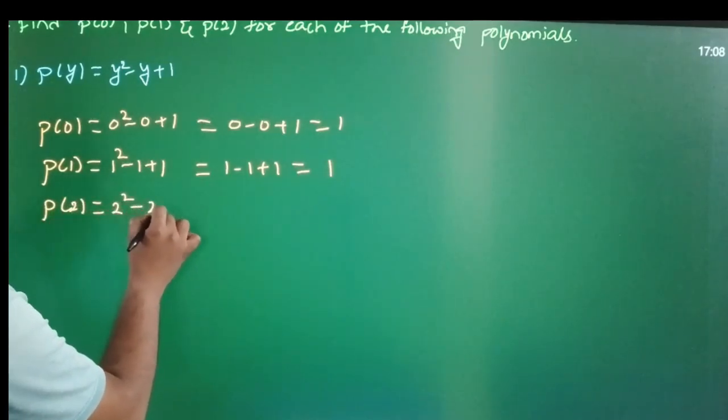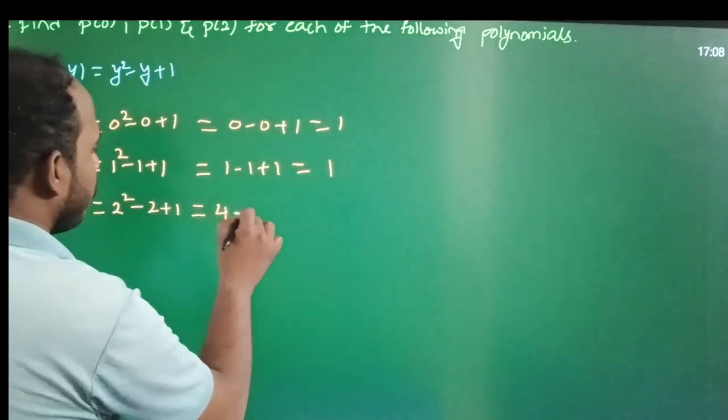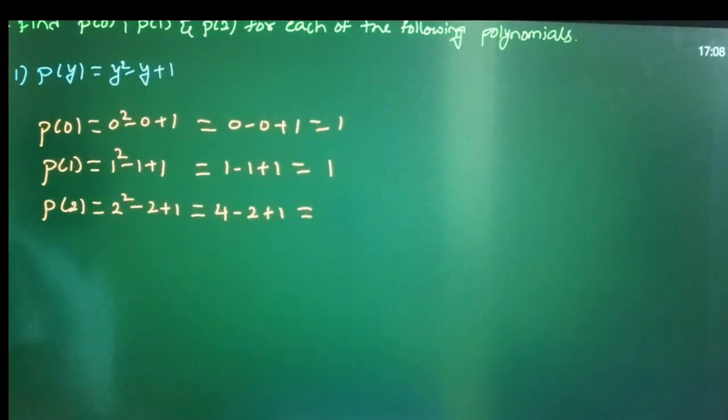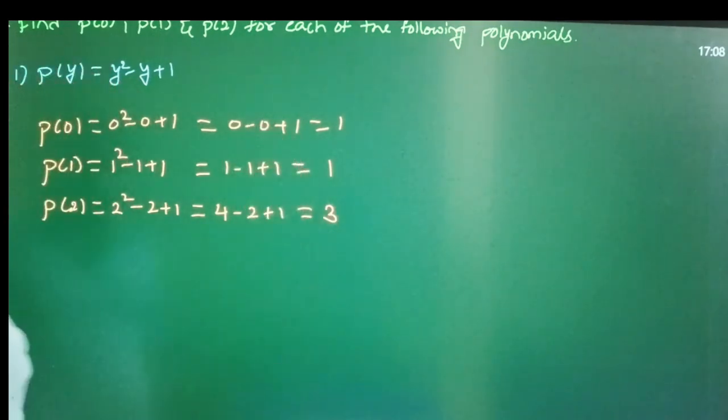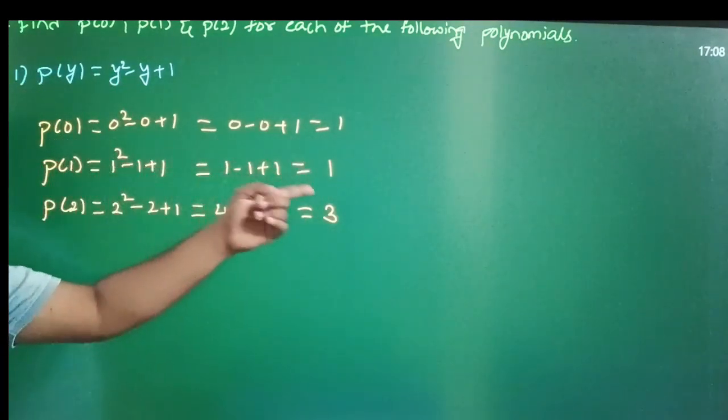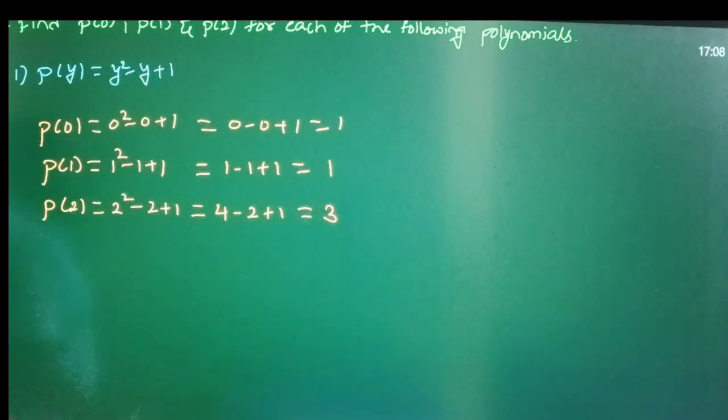2 square minus 2 plus 1. 2 square is 4. Here 4 minus 2 is 2. 2 plus 1 is 3. The value of the polynomial at x equals to 0 is 1. Then at x equals to 1 is 2. Then at x equals to 2 is 3.